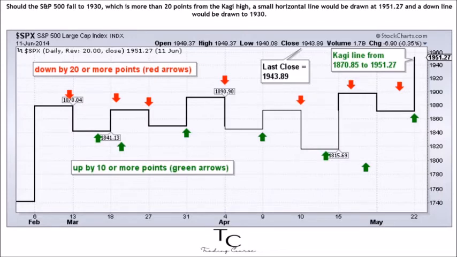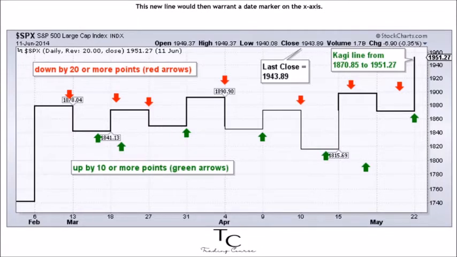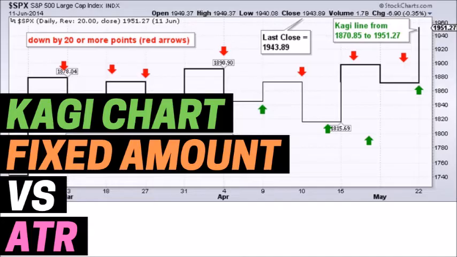Should the S&P 500 fall to 1930, which is more than 20 points from the Kagi high, a small horizontal line would be drawn at 1951.27 and a down line would be drawn to 1930. This new line would then warrant a date marker on the x-axis.